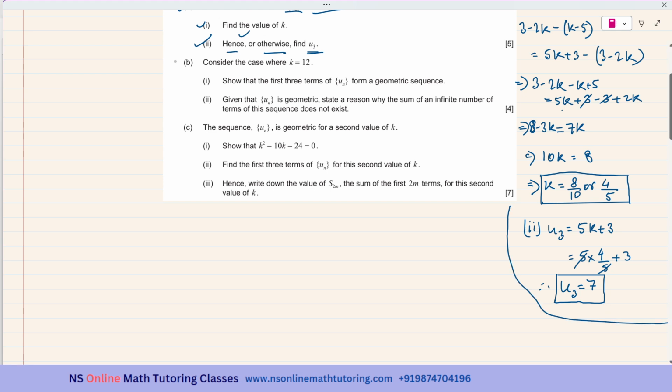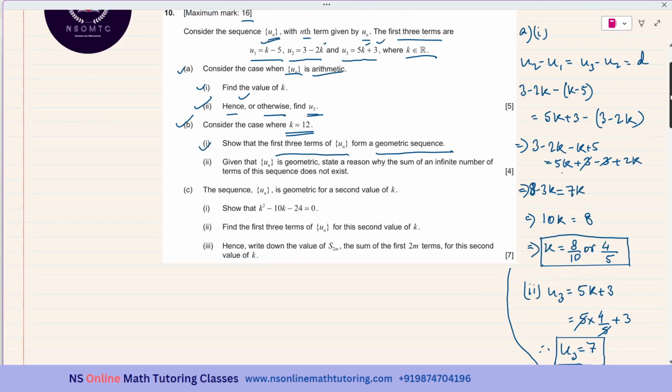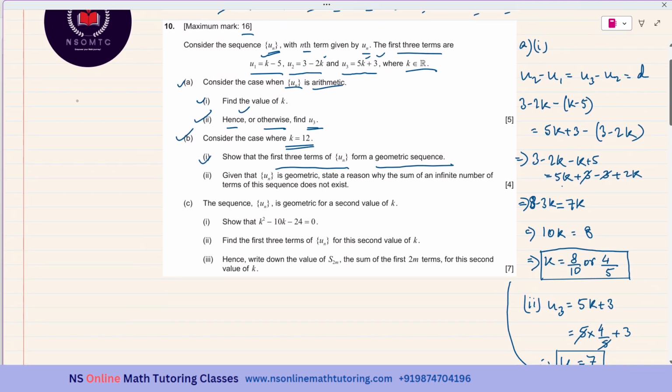Subpart B, consider the case where k is equal to 12. This is also having 2 subparts. Subpart I is saying show that the first 3 terms of the sequence form a geometric sequence. So let us start my answer for the subpart B and I over here. Since it should be a geometric sequence, it should be having a common ratio. Let us see if it is having a common ratio. And the k value has been given to be equal to 12.